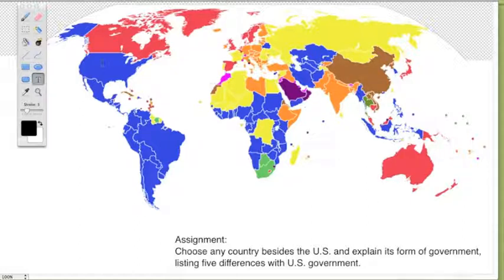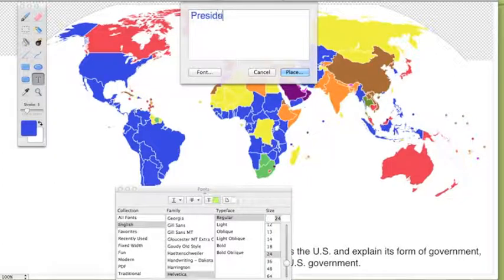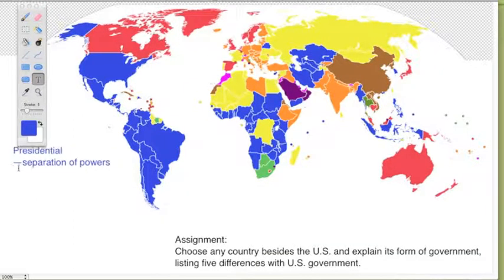It turns out that even though they may be a lot different in the sorts of laws or leaders they have, all these other blue countries also have presidential systems where they have a separation of powers and a president in charge. So in blue, these are presidential systems with a separation of powers. Not every country in the world has that kind of system, as we'll see.